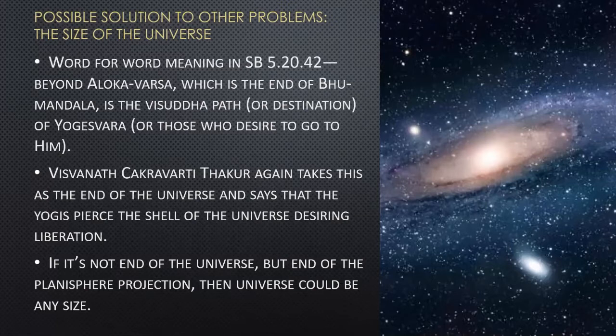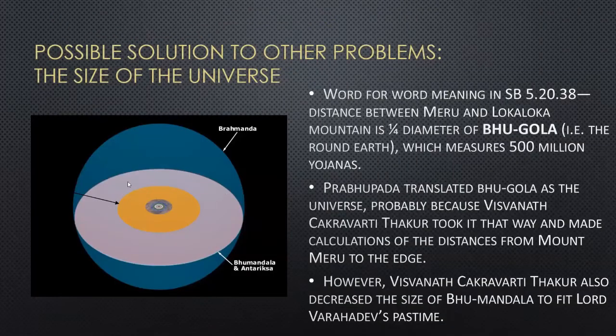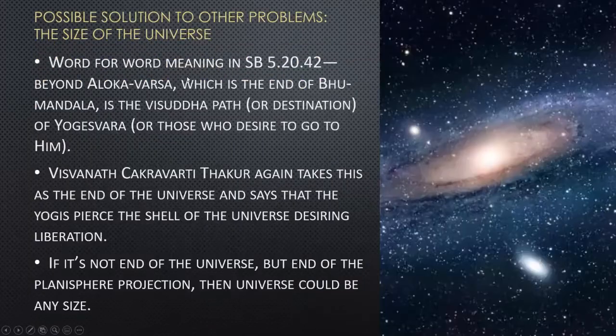Also, the word for word meaning of another verse in the Bhagavatam is that beyond Alokavarsha, the last island of Bhumandala, which is dark, is the pure path or destination of Yogeshvar, or those who desire to go to him. Vishwanath Chakravarti Thakur again takes this to be the end of the universe, and says that the yogis pierce through the shell of the universe, desiring liberation.